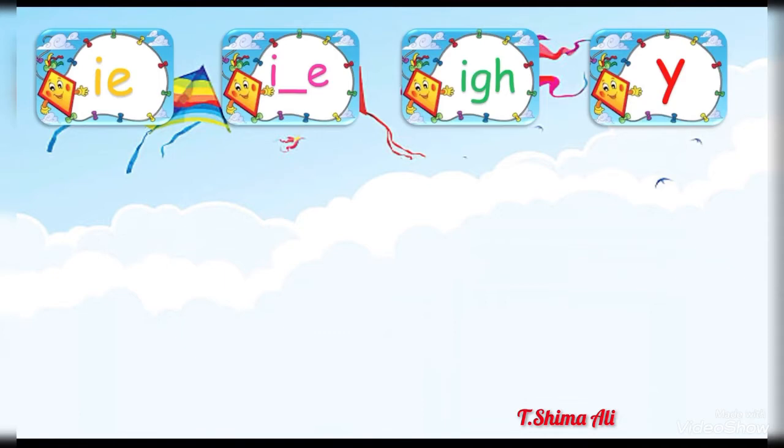The sound I has 4 different shapes. The first one is I, and the second one is I. The third one is I. And the last one is I. Okay? All of these 4 shapes, we call them I. Now let's read together some words here.